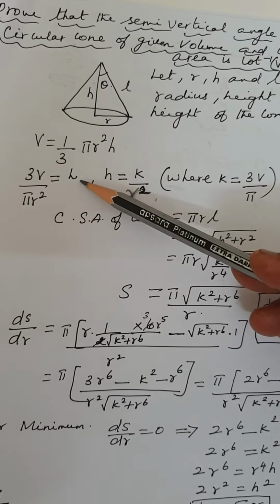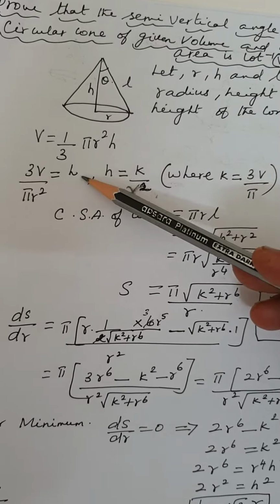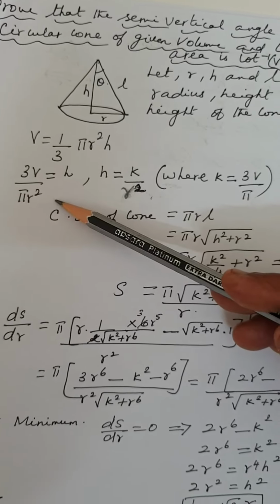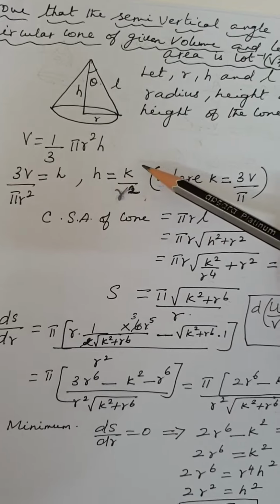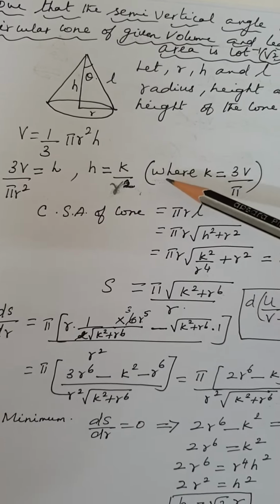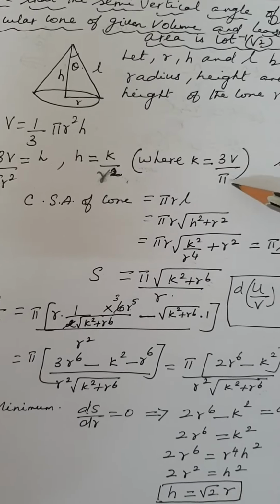So from this you find h is equal to 3v by pi r squared. So h is equal to k by r squared. Consider k is equal to 3v by pi.